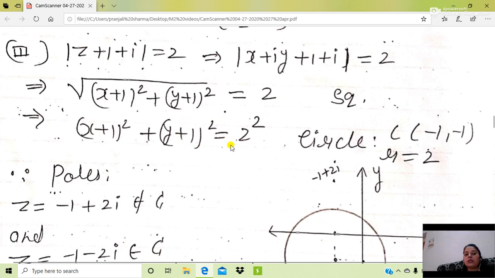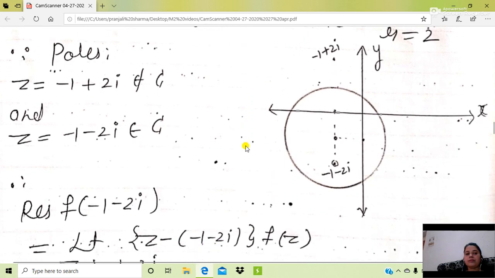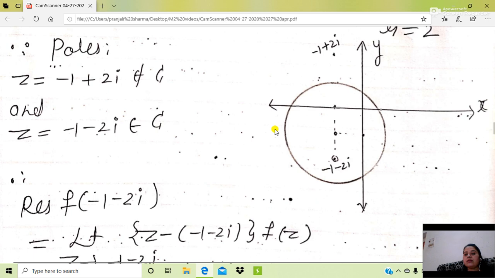On squaring both the sides, it will be (x plus 1) whole square plus (y plus 1) whole square is equal to 2 square, which is a circle whose center will be minus 1 and radius will be 2. So this is our circle, whose center is minus 1 and radius is equal to 2. Now, out of two poles, minus 1 plus 2i, as we can see, is outside the circle, and minus 1 minus 2i is inside the circle. So we only have to calculate residue at this point.